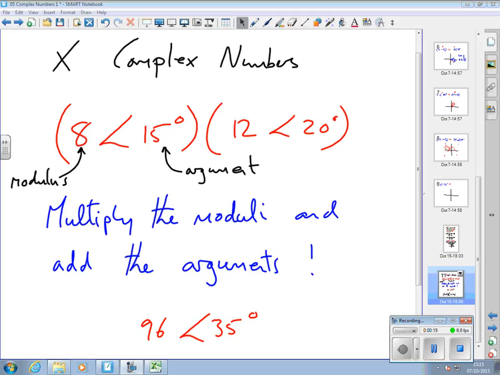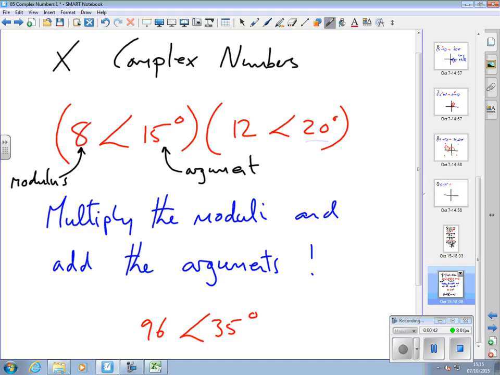So what do we do? We multiply the moduli, we multiply the magnitudes together, 8 times 12. And we add the arguments, or the angles, 15 plus 20. And that's all we do if it's in polar form. We multiply the moduli and add the arguments.